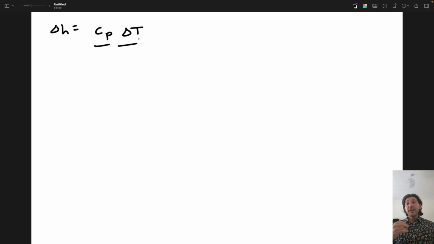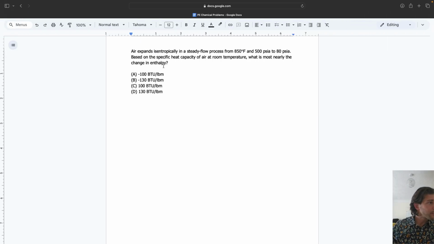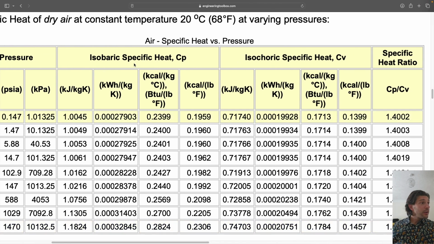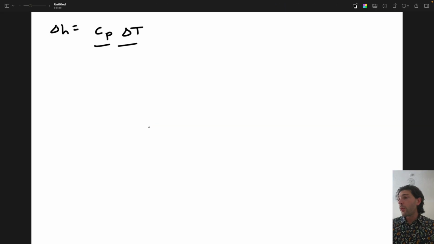The heat capacity at constant pressure depends on the material as well as the state of the material. So let's look back at our problem. We see that we can actually assume that the heat capacity can be based on air at room temperature. So looking at the temperature-dependent properties of air, we see that the isobaric heat capacity is about 0.24.